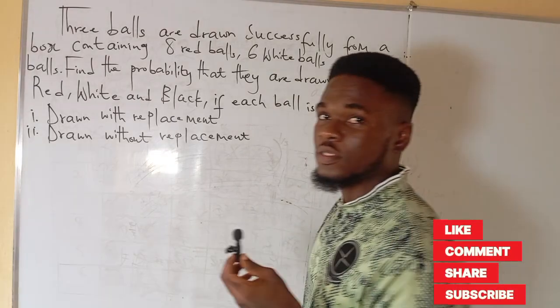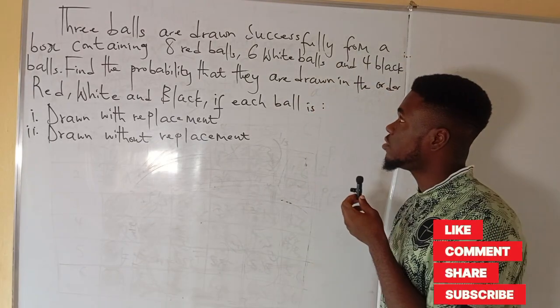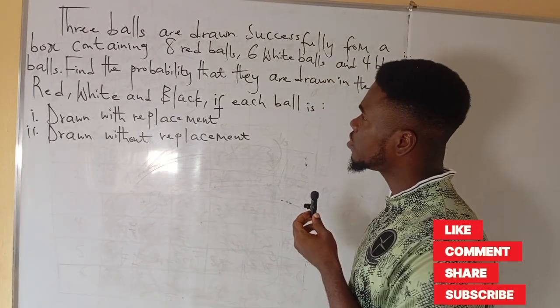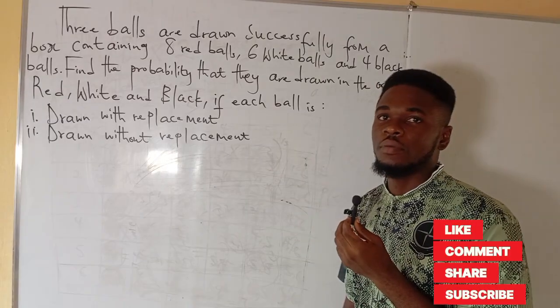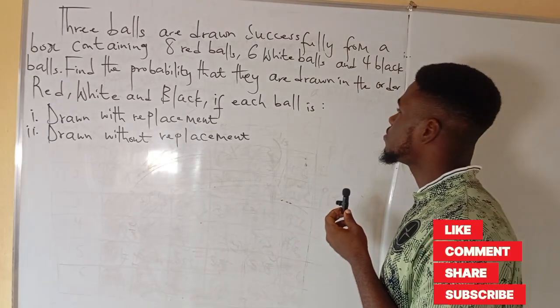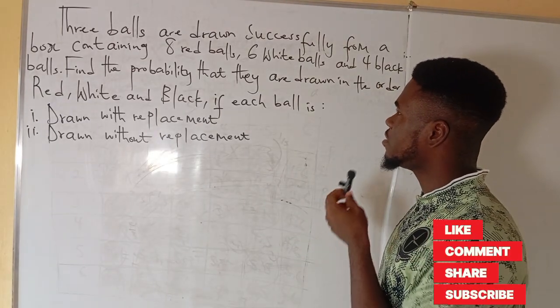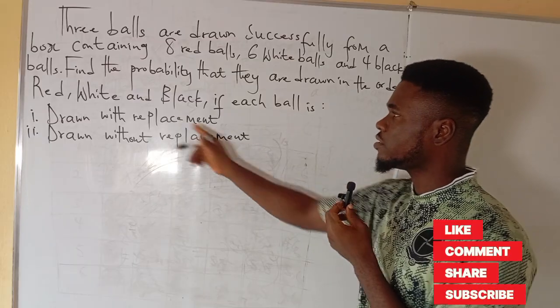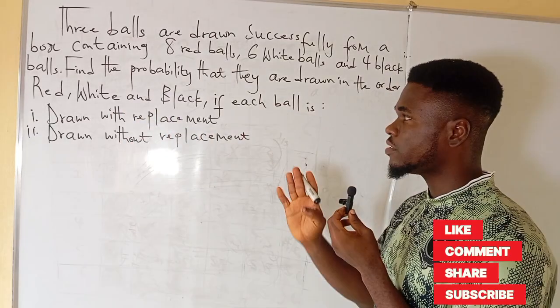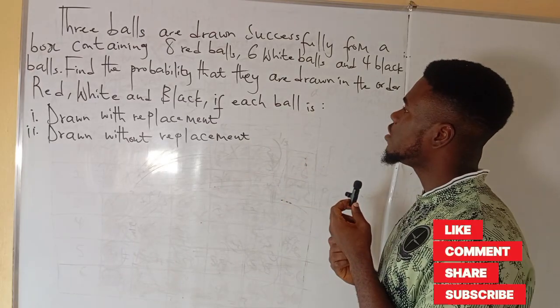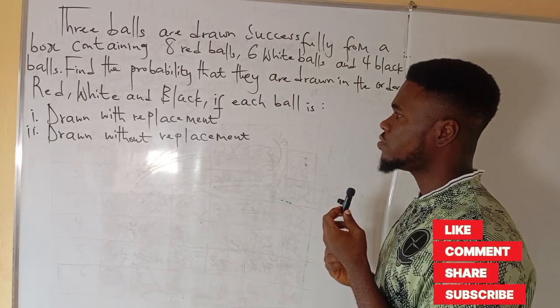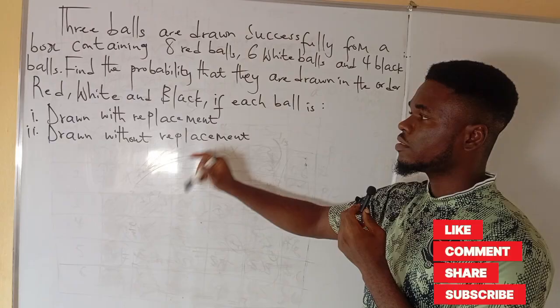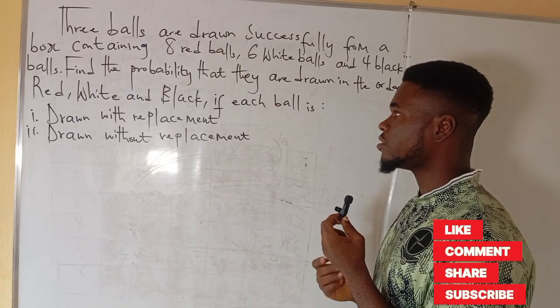Okay, guys, look at this question. It said three balls are drawn successively from a box containing eight red balls, six white balls, and four black balls. Find the probability that they are drawn in the order red, white, and black. Please, the order is very important. Red, white, and black. If each ball is drawn with replacement, that is, I said without replacement.